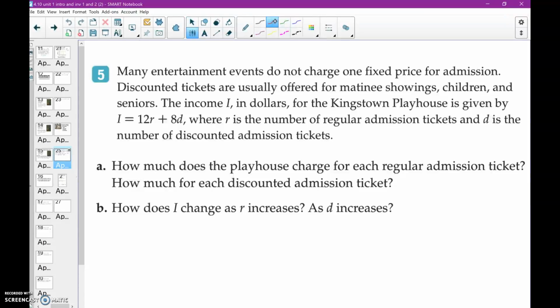So before I even start the problem, I'm going to do some highlighting just so I have a few things focused on. First of all, I'm going to highlight my actual equation. You can underline it on your paper. It's there too. And then I'm going to circle or just do a quick highlight around each of my variables. So I is income, R is regular, and D is discounted. I think that's pretty much my key information I need.